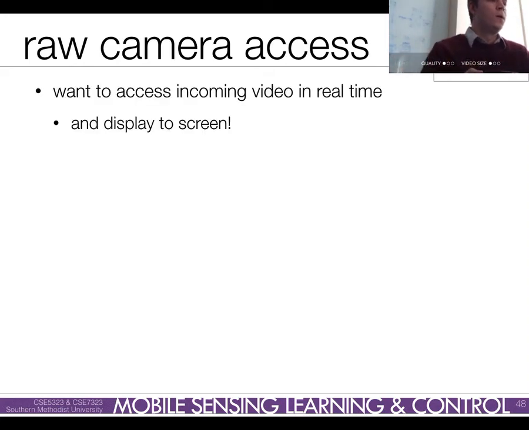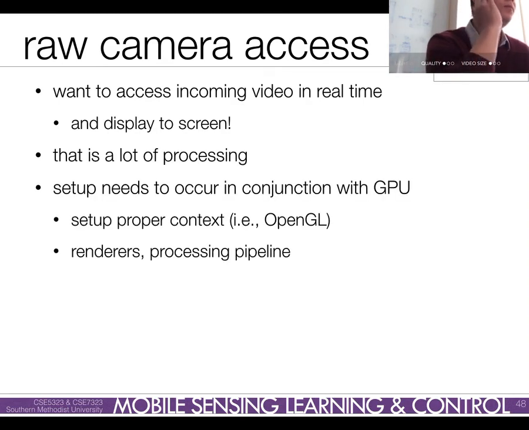We're going to go to video. Raw camera access. All right, and that's what this is. It is raw camera access as fast as we can get it from the screen. So we want to access incoming video in real time and display it on the screen. There's going to be a lot of processing in this step. So our setup needs to occur in conjunction with our GPU.